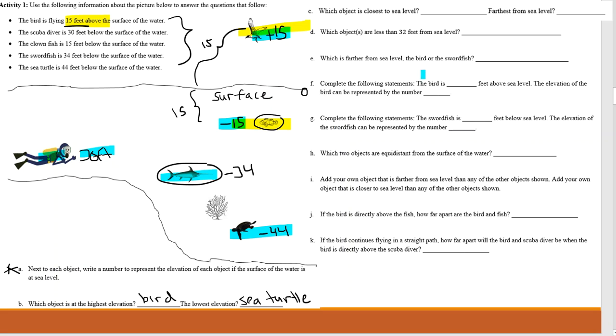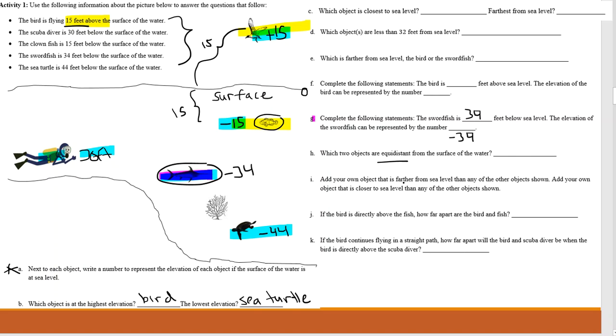Next question. Which is further from sea level, the bird or the swordfish? Further from sea level would have to be the swordfish, because the swordfish is 34 feet away from sea level. Next question. Complete the following statements. The bird is 15 feet above sea level. The elevation of the bird can be represented by the number positive 15. Complete the following statements for G. The swordfish is 34 feet below sea level. The elevation of the swordfish can be represented by the number negative 34.